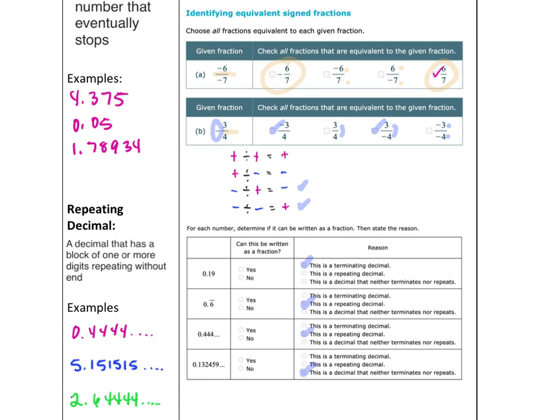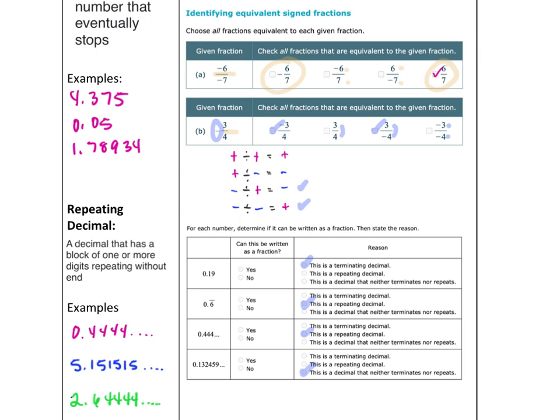Okay, so you could have 5.151515... It means that pattern, the 151515, continues on forever, right? And then 2.64444... that continues on forever. That's what the dots mean, okay?